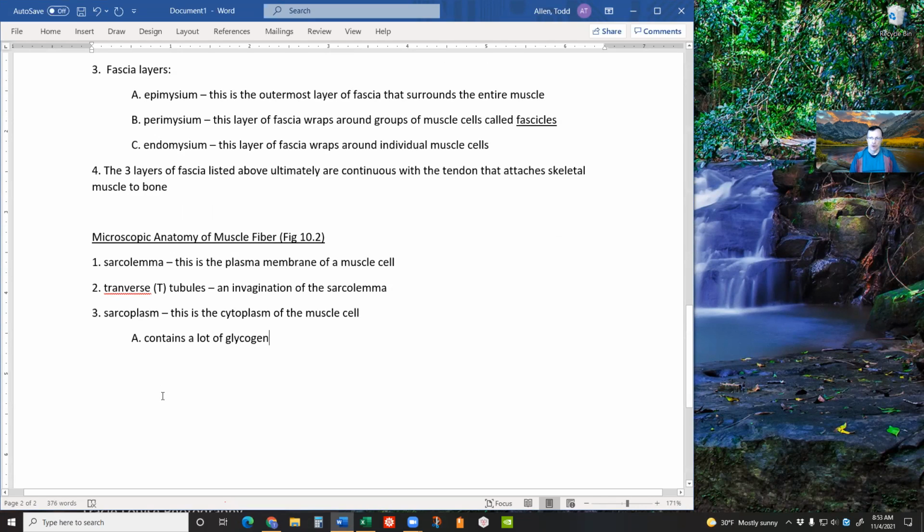Okay, so glycogen is the animal tissue's primary storage form for polymerized glucose, right? Glycogen is polymerized glucose, which is to say I have glucose molecules that are linked together with covalent bonds. So one glucose molecule linked to another glucose molecule, linked to another glucose molecule, a chain of glucose molecules.